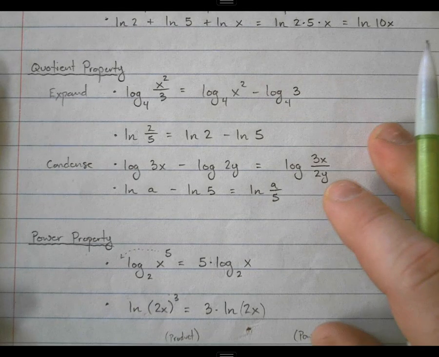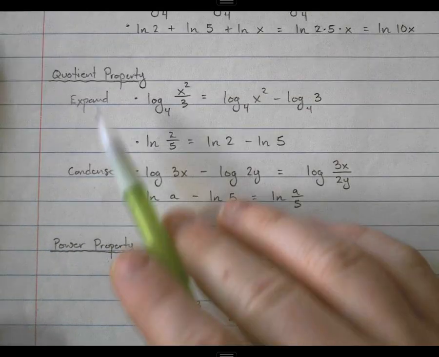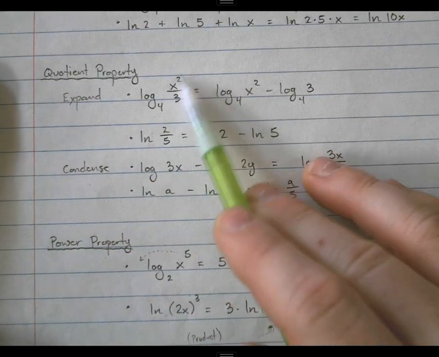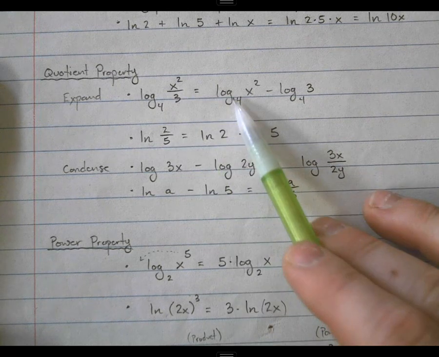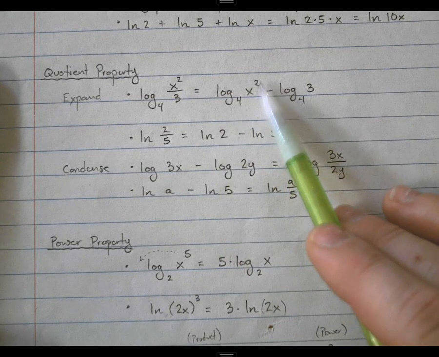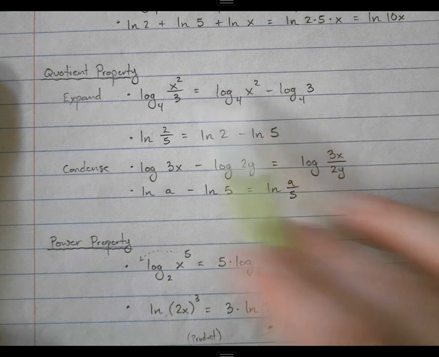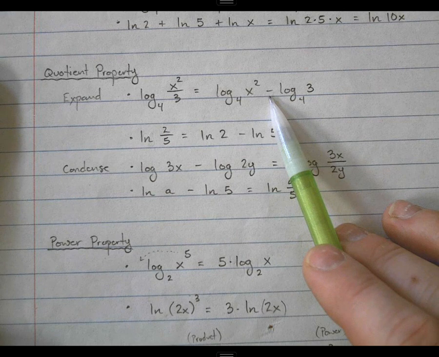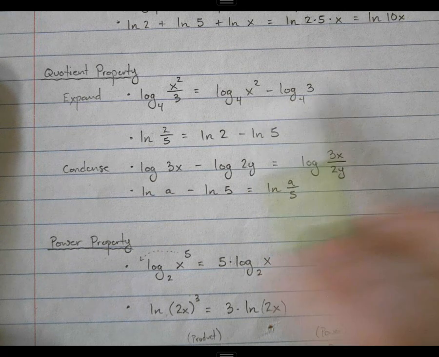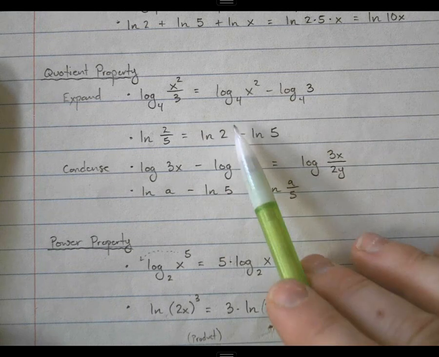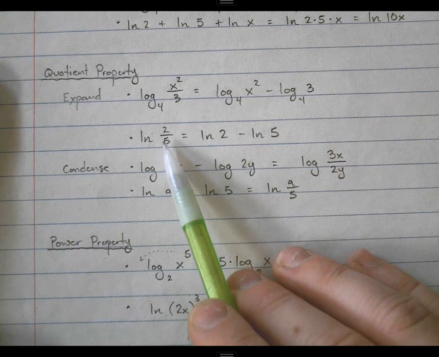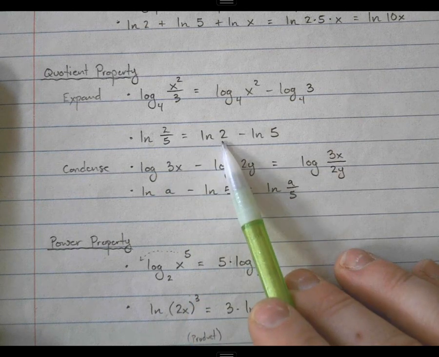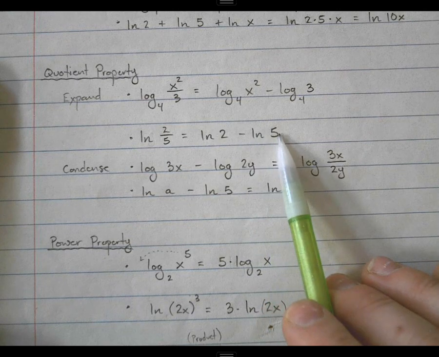Moving on to the quotient property. If I want to expand using the quotient property, here I have the quotient x squared divided by 3. So this will be the log base 4 of the numerator, x squared, minus, remember the quotient property, we use a minus sign in between, the log base 4 of 3. So that's the quotient property expansion. Here's an example with natural log: natural log of 2/5 would be the same as the natural log of 2 minus the natural log of 5.